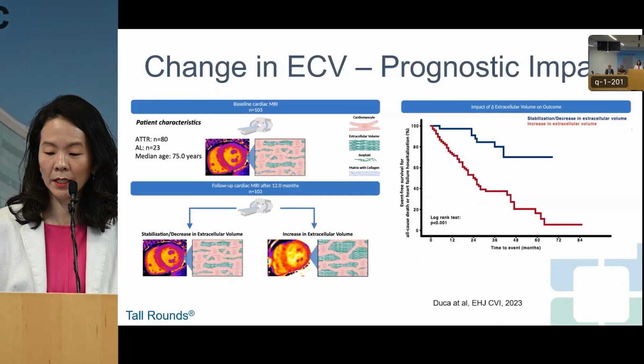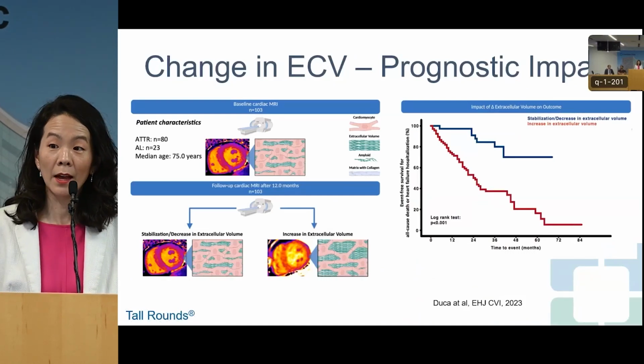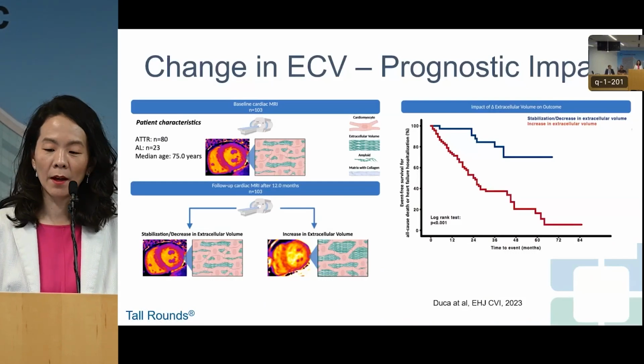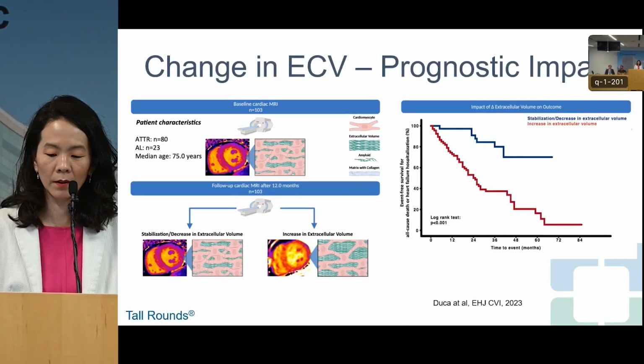Okay, what about change in ECV? This is probably our best quantitative measure by CMR. LGE is very easy because when you see it, it's present or absent. But actually getting quantitative assessment with LGE can be a little bit tricky because of changing gadolinium kinetics and creatinine in these patients. So quantitative ECV is probably the most quantitative imaging feature that we can look at.